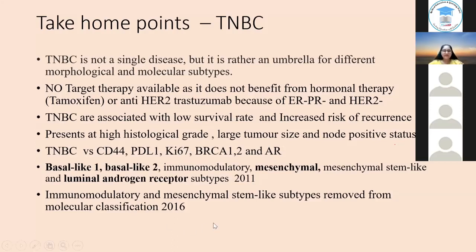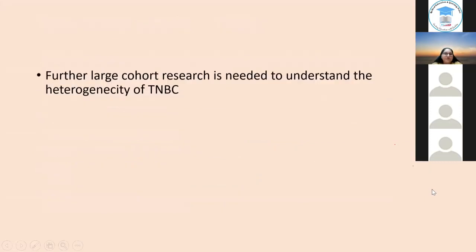So the next take-home point is the molecular subtype. Now we have only 4 molecular subtypes: basal-like 1, 2, mesenchymal, and LAR type, that is luminal androgen receptor type. Immunomodulatory and mesenchymal stem cell type are removed from this molecular classification. So this was all about the take-home message, and further large cohort research is needed to understand the heterogeneity of triple negative breast cancer, and everyone is working hard to establish commercially available management protocols.